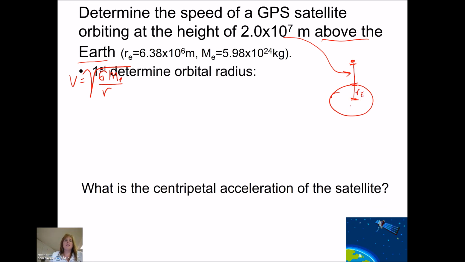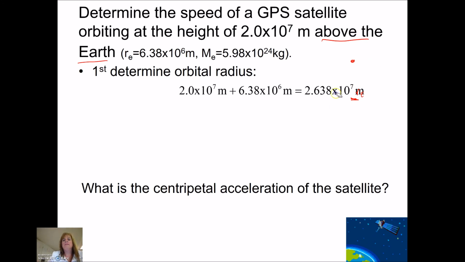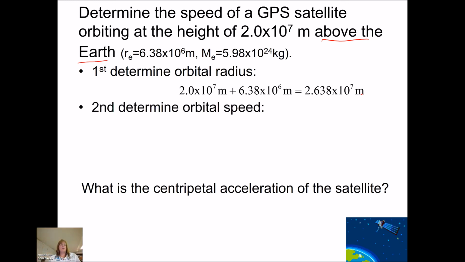So the first thing we want to do is to determine the orbital radius. So we need to add that height to the radius of the Earth, because it has to be the distance between the objects' centers. After that, now we can determine our orbital speed. So the speed is the square root of the gravitational constant times the mass of the thing that's being orbited, not the thing that's orbiting, divided by that distance.